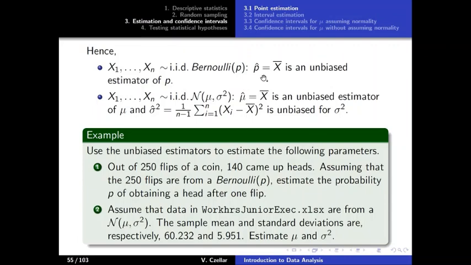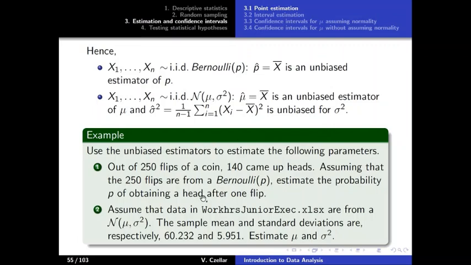So yes, this is something that I already emphasized, right? P hat, I just said that it's an unbiased estimator of P, but now I can also apply the same result to a normally distributed random sample. The mean of my random sample in a normal random sample is also an unbiased estimator of mu, and the sample variance is an unbiased estimator for sigma square.